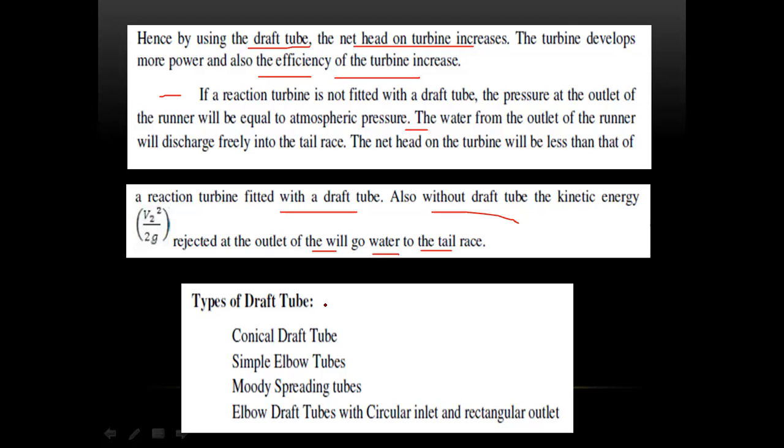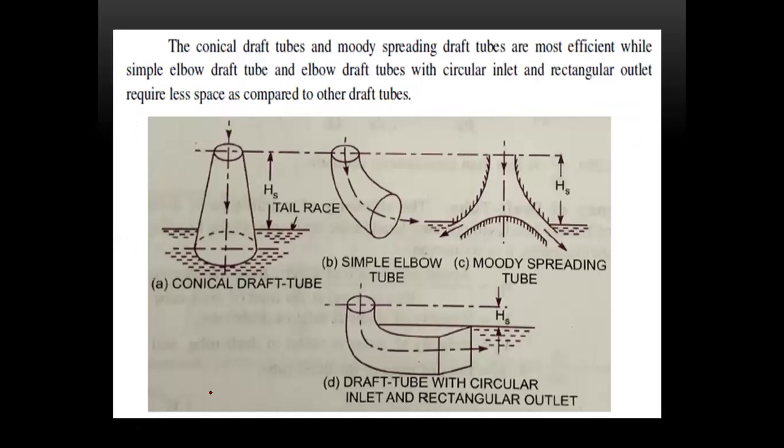Then coming to the types of draft tubes, we have the conical draft tube, simple elbow draft tube, Moody spreading tube, and elbow draft tube. You can see the figures: this one is a conical draft tube, this is a simple elbow draft tube, this is a Moody spreading tube, and this is a draft tube with a circular inlet. So if you get a question in part B, like what is a draft tube, or describe the types of draft tubes in detail, you should explain this.